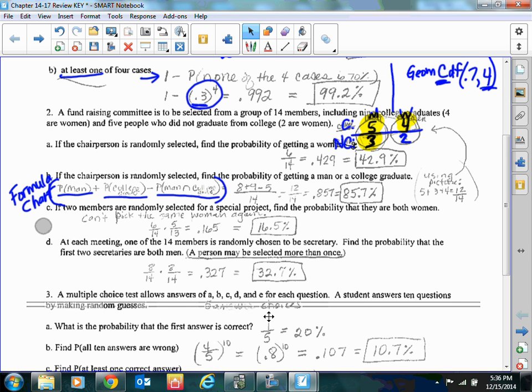Find the probability that they are both women. Well, you cannot have the same woman, so when you pick, you have to have 2 separate women, so it has to be 6 over 14 times 5 over 13, and that makes 16 and a half percent.